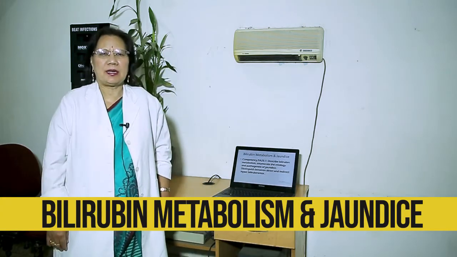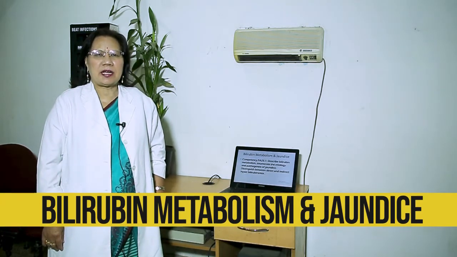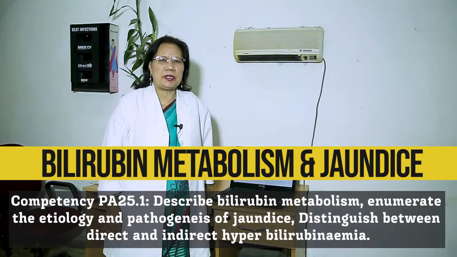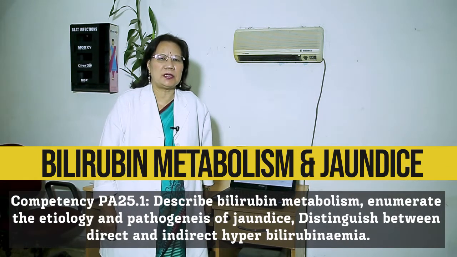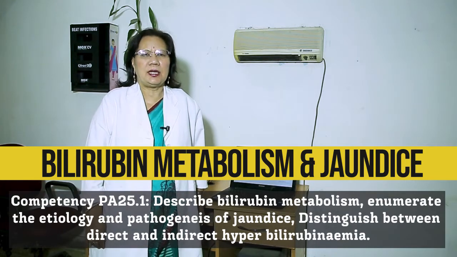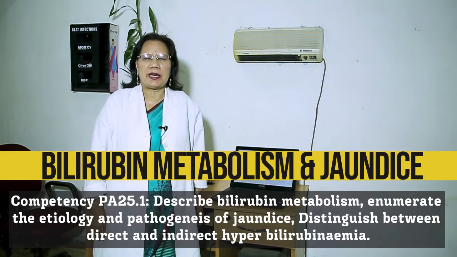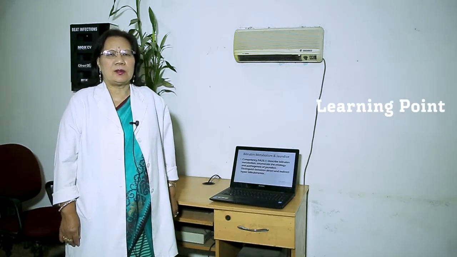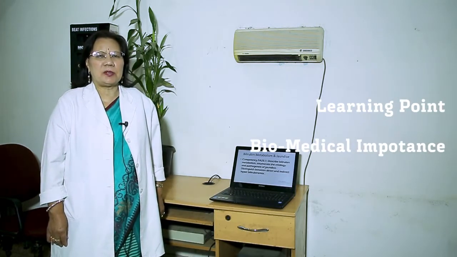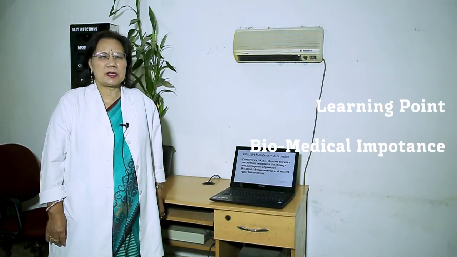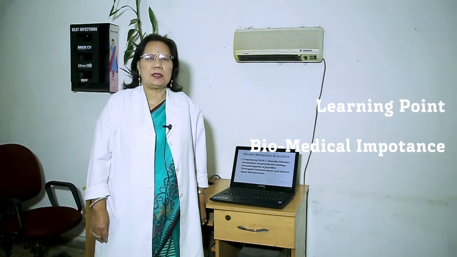Good morning, everyone. Today we'll discuss bilirubin metabolism and jaundice. The competency is to describe the metabolism of bilirubin, enumerate the etiology and pathogenesis of jaundice, and distinguish between direct and indirect hyperbilirubinemia. So today we'll discuss the learning points, the biomedical importance, what bilirubin metabolism is, what jaundice is, and the difference between indirect and direct hyperbilirubinemia.